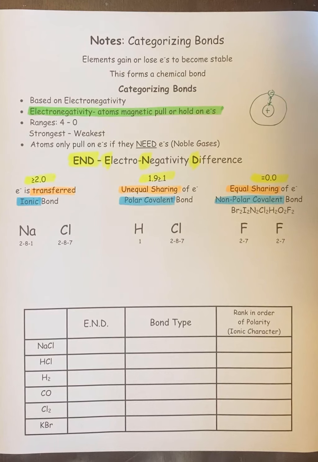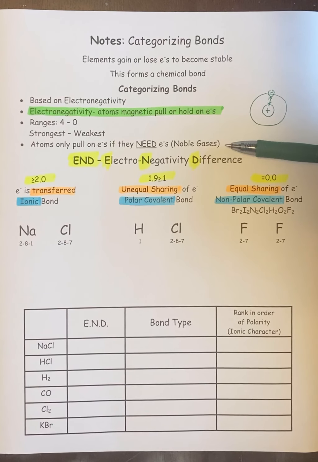It ranges from 0 to 4. I don't know why they chose 0 to 4. They could have chosen 0 to 10, but 0 to 4 is what someone chose at some point. So 4 is the strongest, 0 is the weakest. If an atom had an electronegativity of 0, that means it wouldn't be able to attract its own electrons at all, and those electrons would essentially just float away. So no atom has an electronegativity of 0, but they do get close to it.